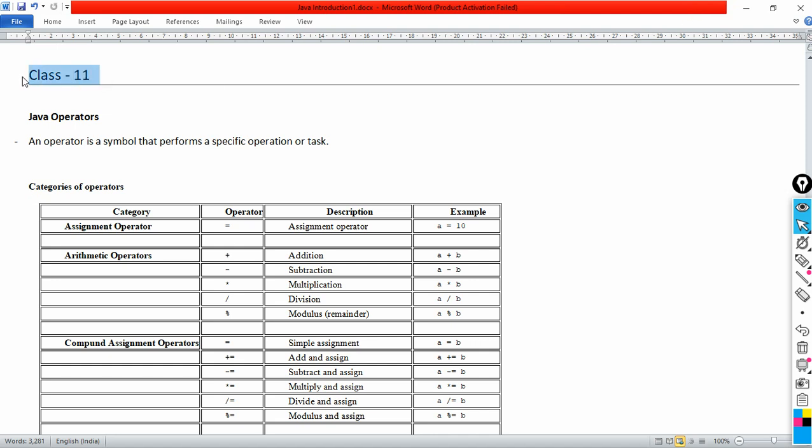Welcome to class 11 of Java. Here we are going to understand about Java operators. So we are going to understand operators in Java.